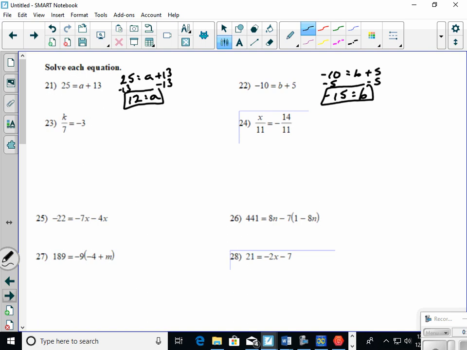23. We have k divided by 7 equals negative 3. So to get the 7 moved to the other side and k by itself, we're going to multiply both sides by 7, which will cancel out the 7 on the left side and just leave us with k. Negative 3 times 7 is negative 21.